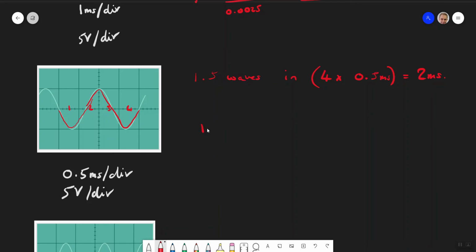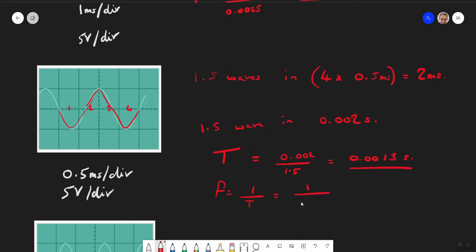So that means that I've got 1.5 waves in 0.002 seconds. I have to divide that by 1.5. So the time period for 1 wave is 0.002 over 1.5, which is 0.0013 seconds. It's certainly 0.001333 recurring, but I'm just leaving it as it is. So frequency is 1 over the time period. So I do 1 over that, and I get 750 hertz.